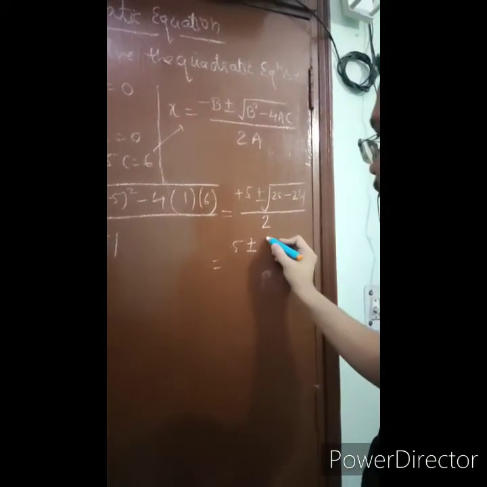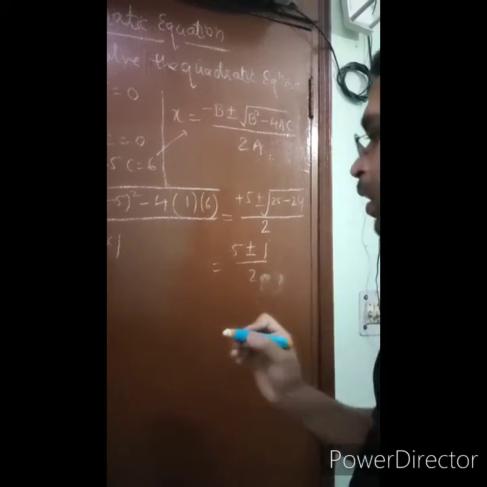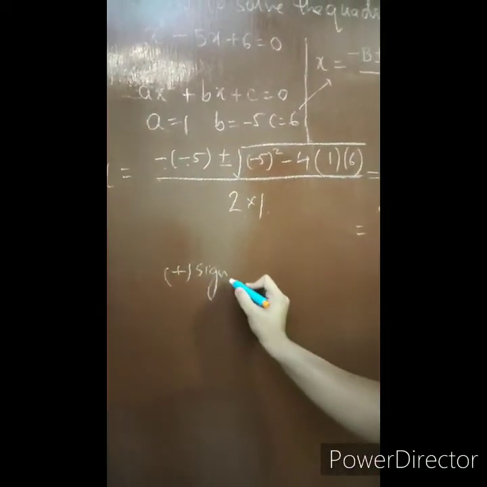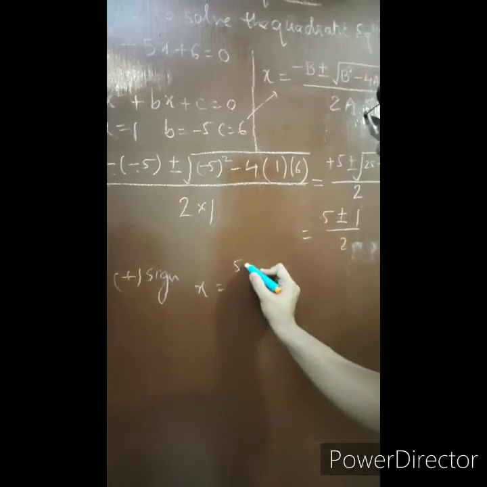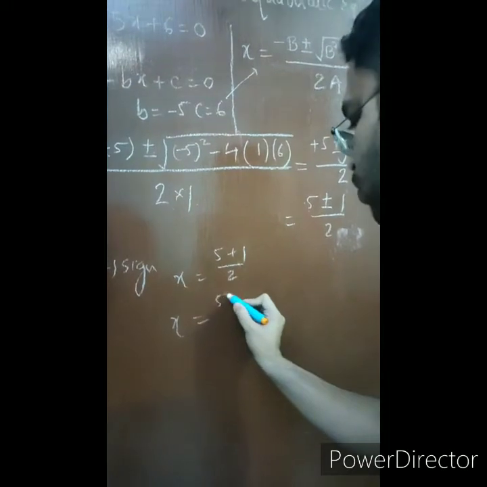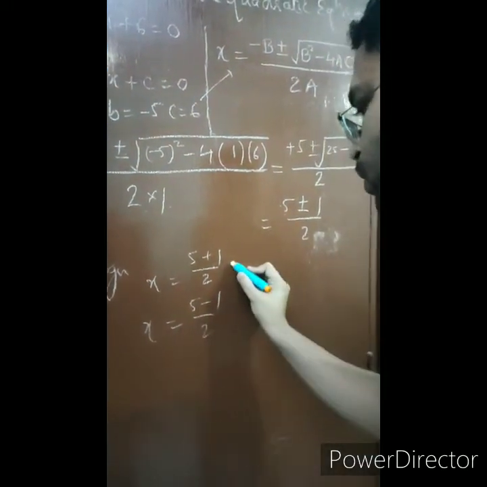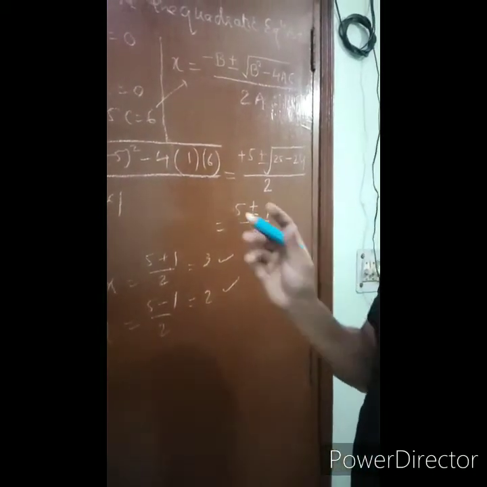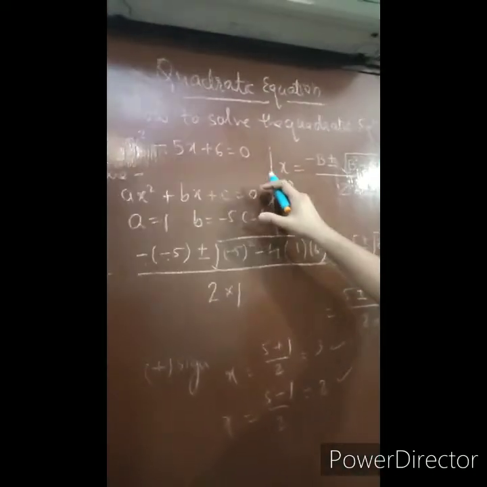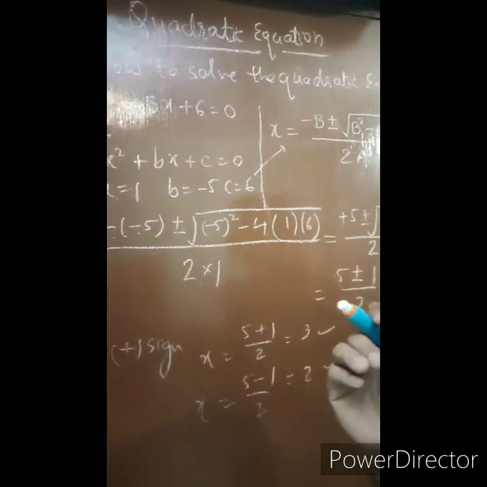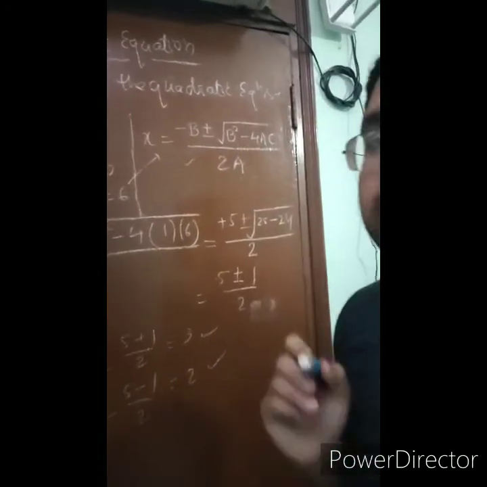Root of 1 is 1. So 1 by 2. Firstly take the plus sign. So the value of x will be 5 plus 1 by 2. And if we take the minus sign, it will be 5 minus 1 by 2. So you will get your answer as 3 and 2. This is the way to solve a quadratic equation by using the quadratic formula. This formula is known as Sridharacharya formula.